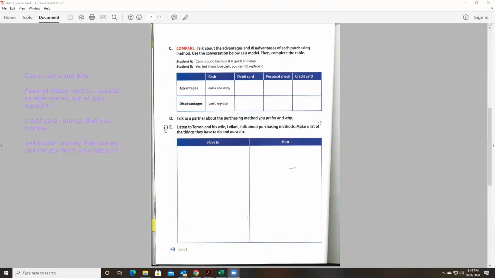Okay, so let's look at E. It says listen to Turan and his wife, Leilani, talk about purchasing methods. Make a list of things they have to do and the things that they must do. I know they seem very similar, so for right now, do not worry about it. I just want you to listen and to identify the have to and the must.